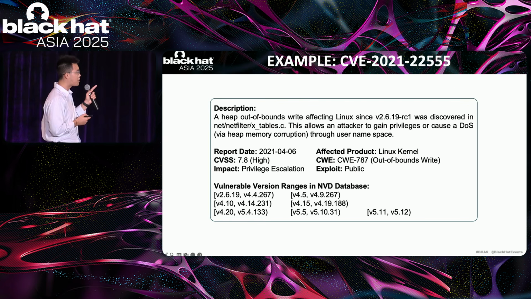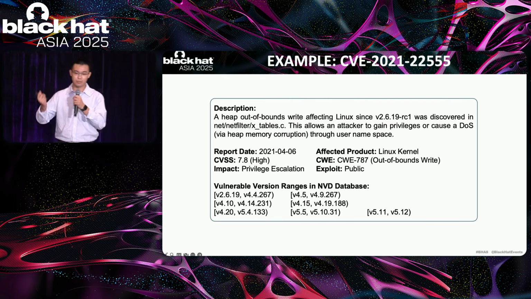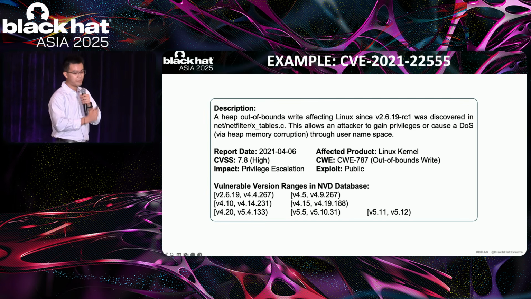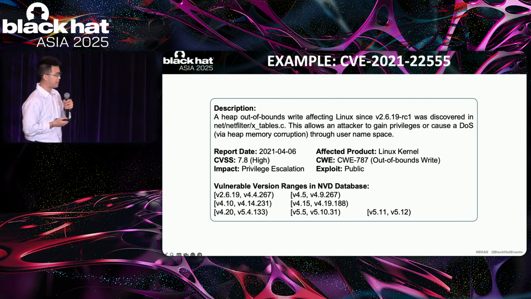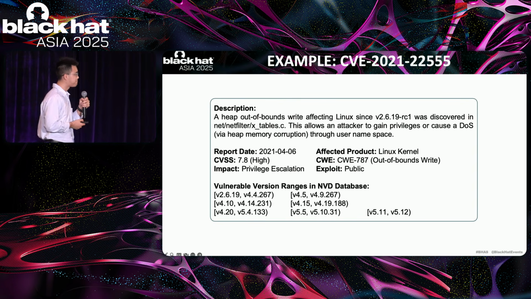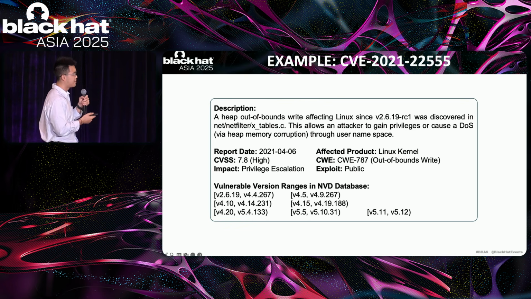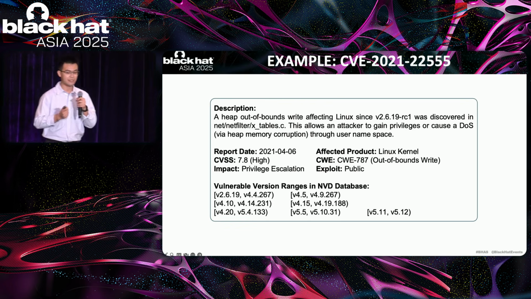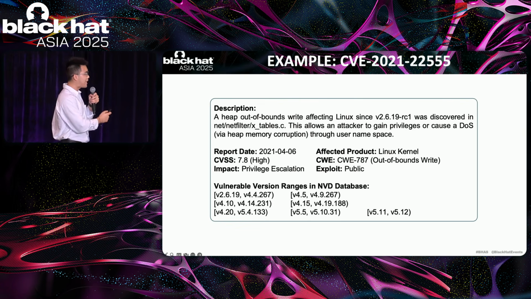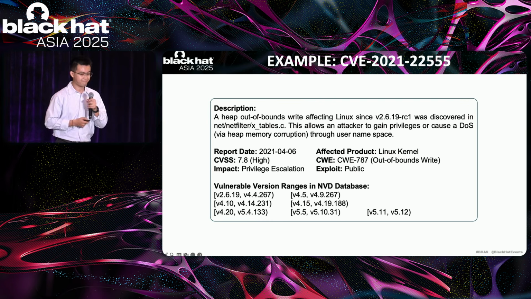Here is a more concrete example. This is a very famous kernel vulnerability, CVE-2021-22555. You can see it is a heap-based out-of-bounds vulnerability in the Linux kernel, especially in the netfilter subsystem. It has a high severity, and the attacker can leverage it to escalate his privilege to root. And we can get the vulnerable versions from the NVD database.